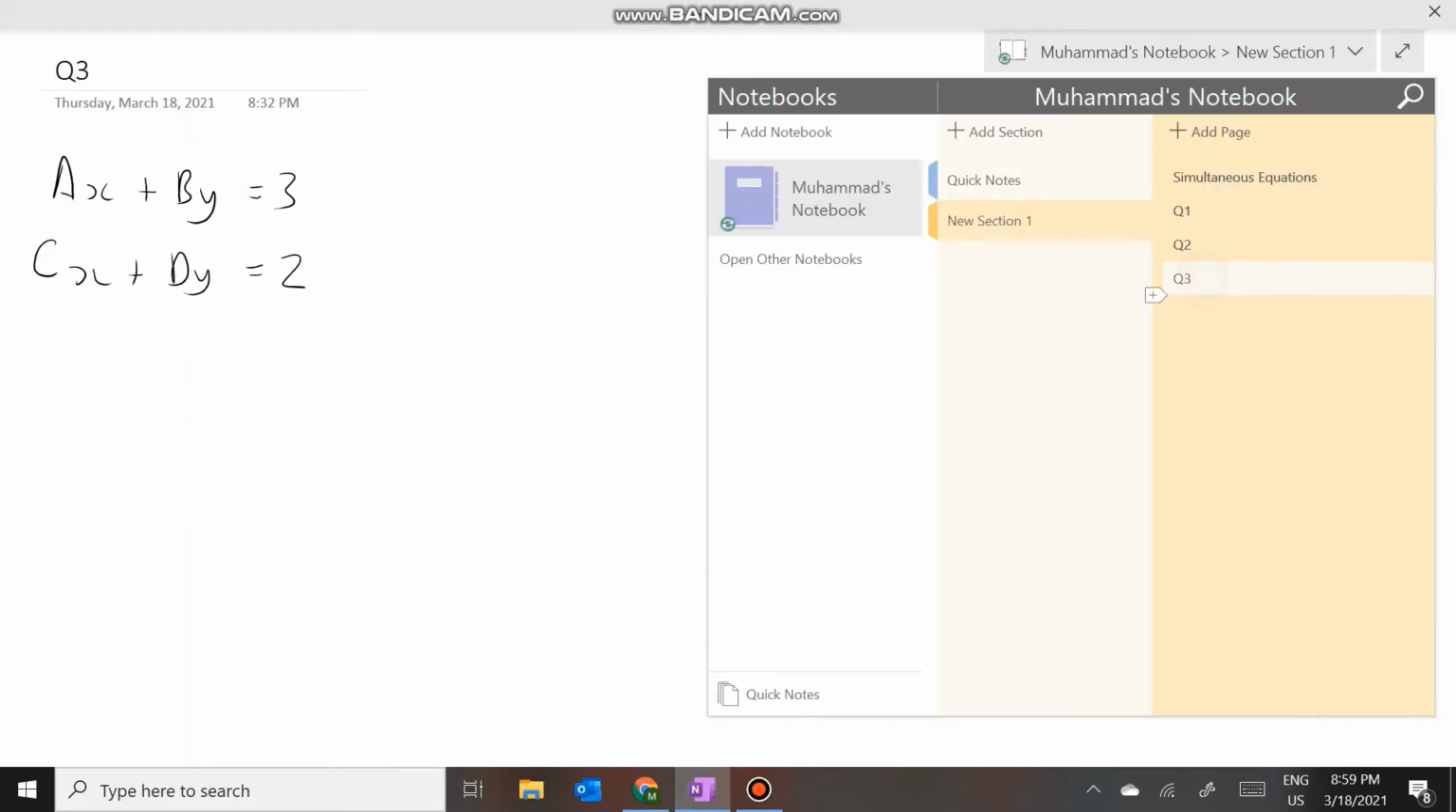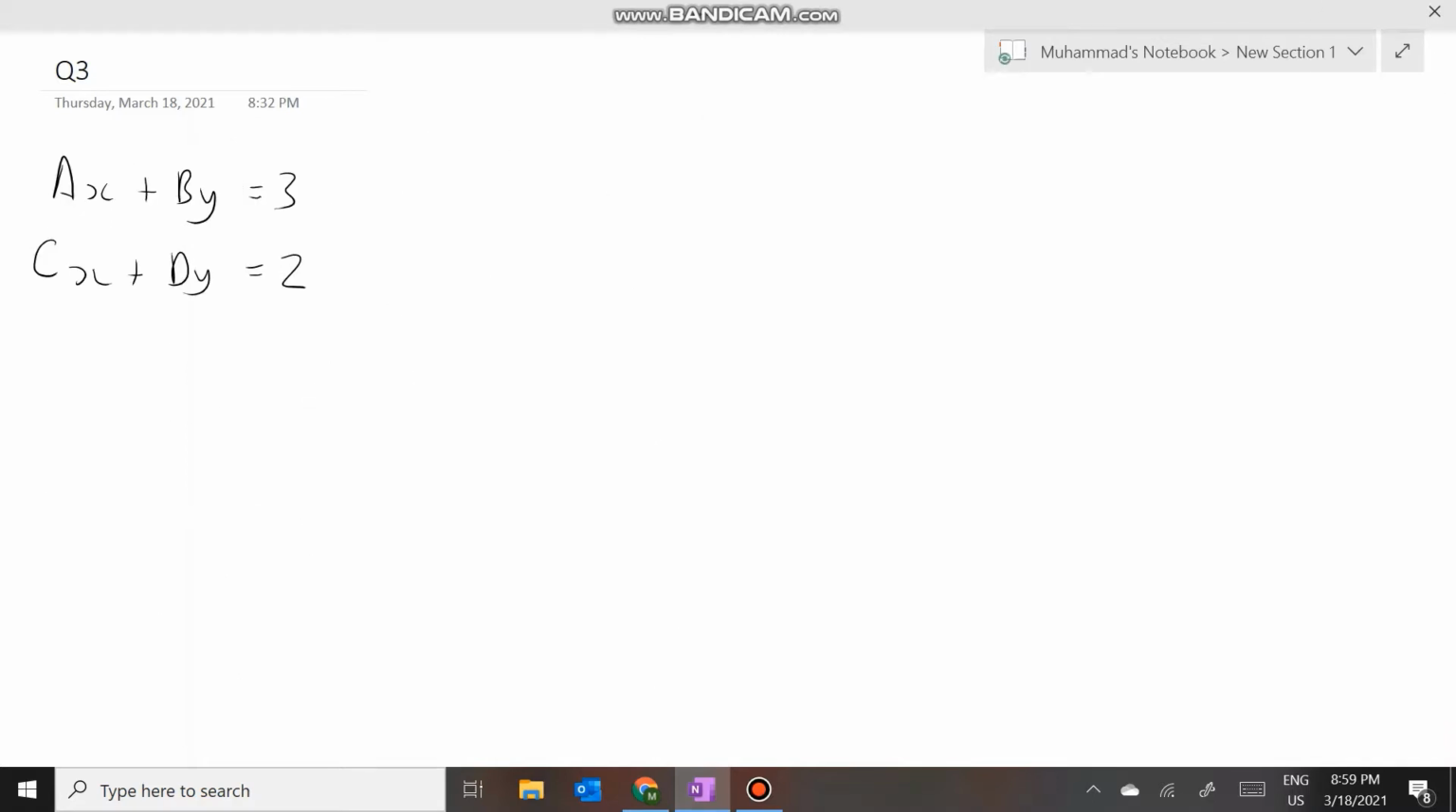And I want to leave you guys with a hard question. If you can do this, you can do any question. I want you guys to find the value of x and the value of y, but what you have here are letters. Instead of numbers, you have letters. Think of these letters as numbers. So here I want you guys to know which method to use. I'm just going to give you a clue. Use the substitution method, okay?